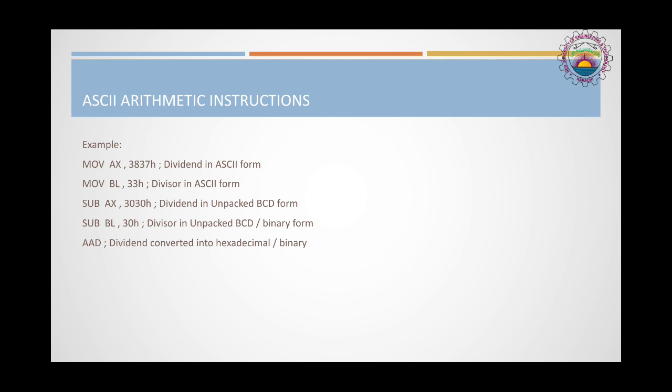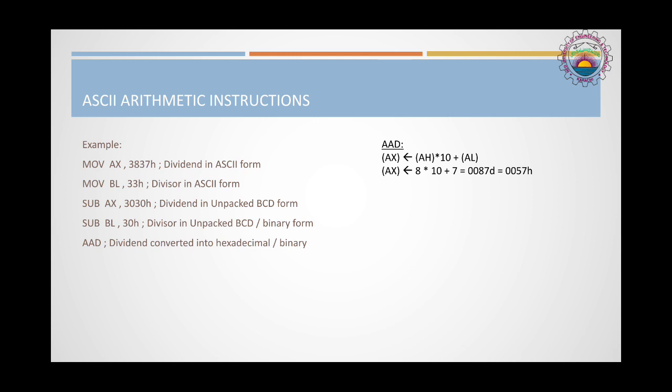Now we are going to perform the division. Before we perform it, we have to convert the dividend into a hexadecimal number, or you may say binary number. For that we have to write the AAD instruction.